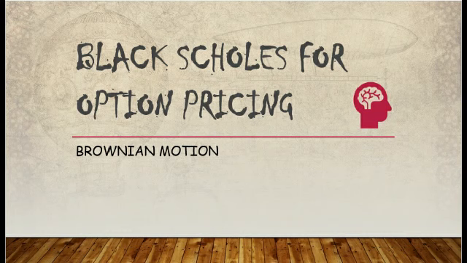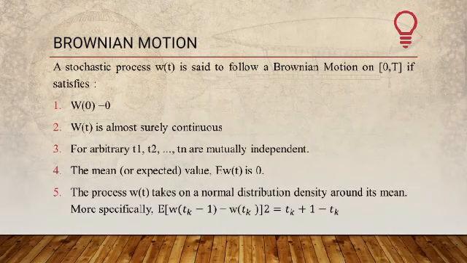Brownian motion. The price of a stock tends to follow a Brownian motion. Brownian motion is a stochastic process. W(t) is said to follow a Brownian motion on [0, T] if it satisfies the following.